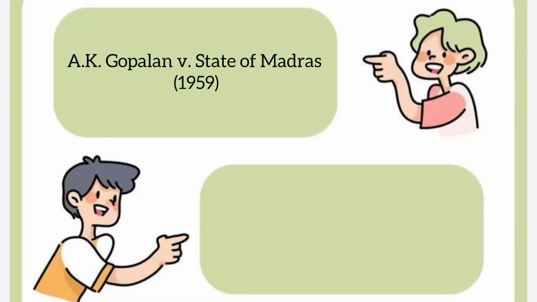Now let us see some case laws. A.K. Gopalan versus State of Madras. This case dealt with the issue of consent in criminal breach of trust. The court held that if the owner of the property willingly gives it to the accused without any coercion or undue influence, and the accused uses it for the intended purpose, there would be no criminal breach of trust.